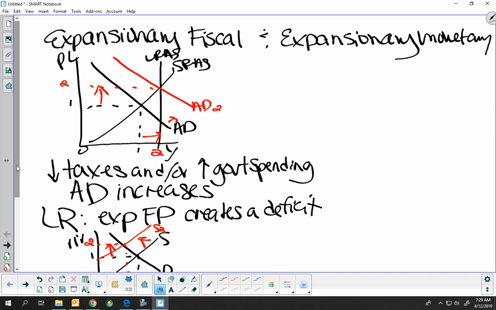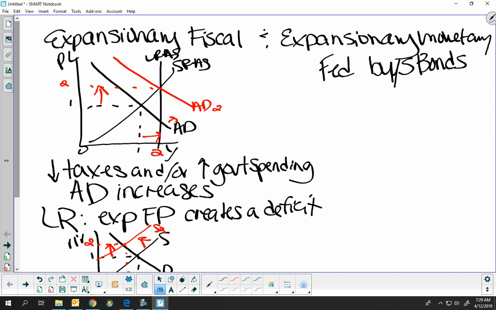What are the tools of monetary policy, expansionary monetary policy? We're talking about expansionary, so which one? Buy bonds. So the Fed buys bonds.